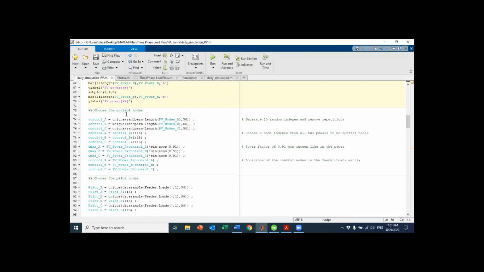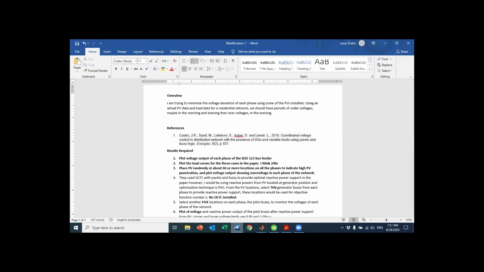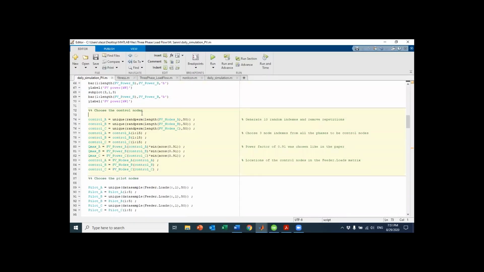After that, we choose the control nodes. So in the paper you sent me, it said that we should choose 3 nodes to control. However, I think that's a bad idea because the network has 123 nodes. So you can't control the voltages in the system and control the reactive power in the system just by using 3 nodes out of 123 nodes. So that is why I've decided to use 15 control PVs. That's around 10% of the nodes in the system.